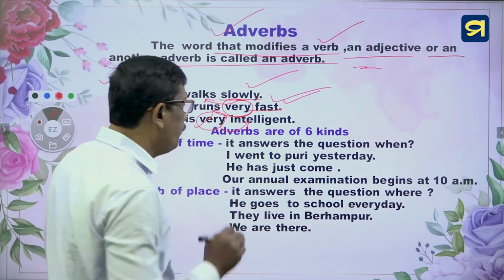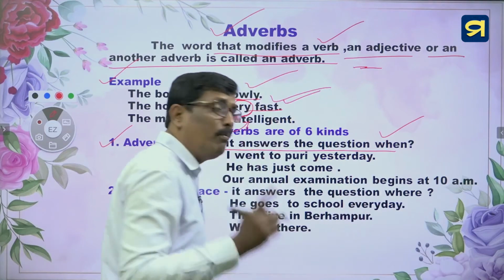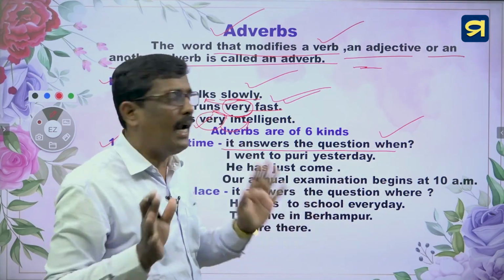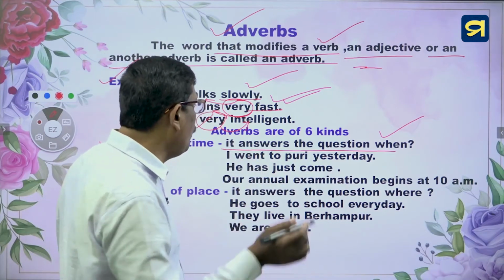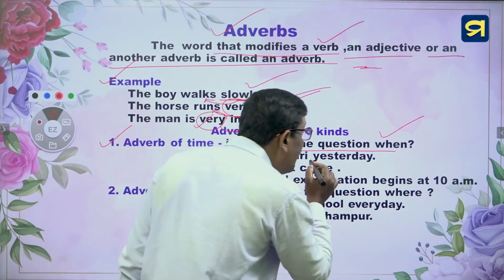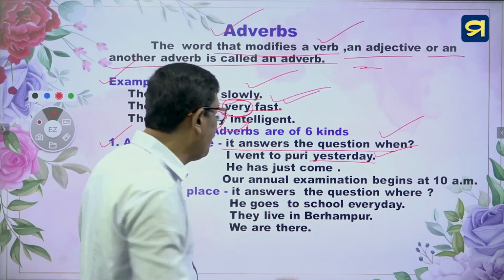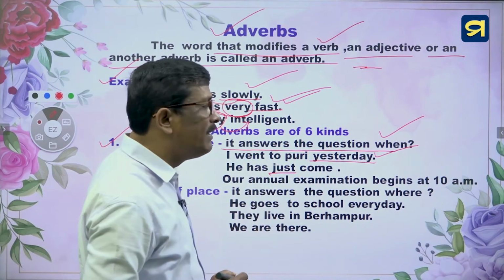Number 1, adverb of time. Adverb of time means it answers the question when. When you make a question by using when, you can easily get the adverb of time. I went to Puri yesterday. When did you go to Puri? Yesterday. Here yesterday is the adverb of time. Here just come, here just is the adverb of time. Our annual examination begins at 10 am.